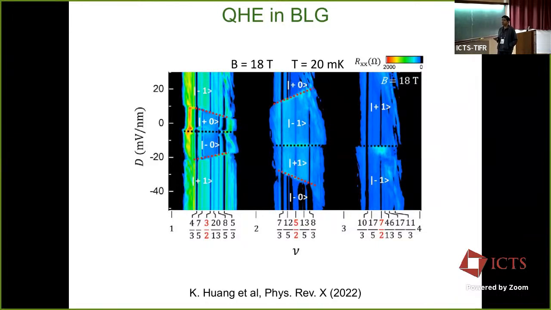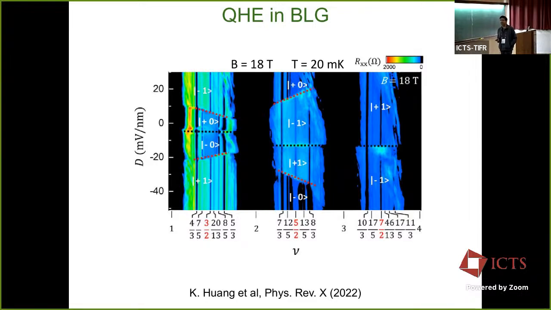For each of the fractions between 1 and 2 and also between 2 and 3, as you increase the displacement field from 0, what you find is that at some point there is a peak in RXX, signifying there is some kind of first order transition.